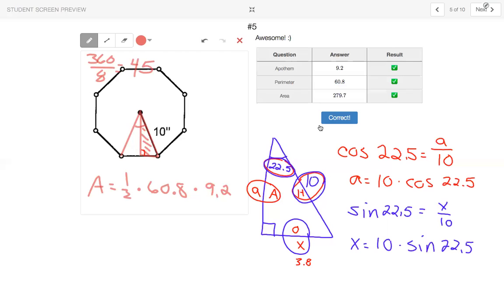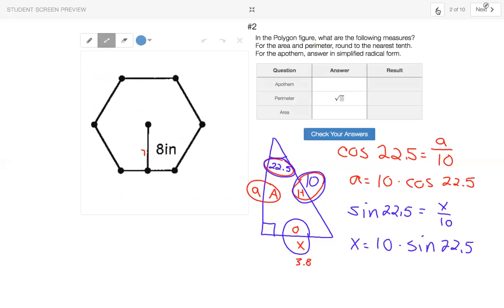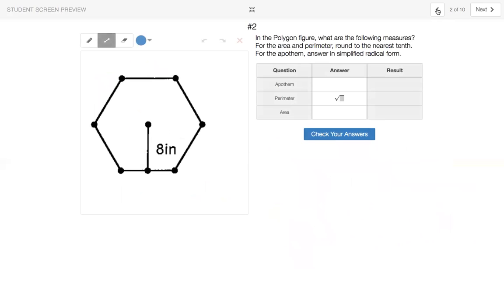All right. Last one, number 2. I want to go over just one part of number 2. Because it's different than anything we did yesterday, right? The apothem they ask for, that's pretty straightforward. We're good on that. That's going to be equal to 8.